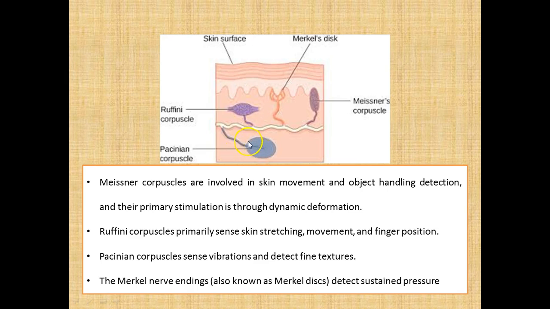The Pacinian corpuscle looks a little round, so you can remember it as round, and you can see some lines there, so that helps you. They help to sense vibrations and detect fine textures. And the Merkel nerve endings, very easy to remember, are also known as Merkel discs, and they detect sustained pressure. So please remember this diagram. Never ever will you go wrong with these four nerve endings.